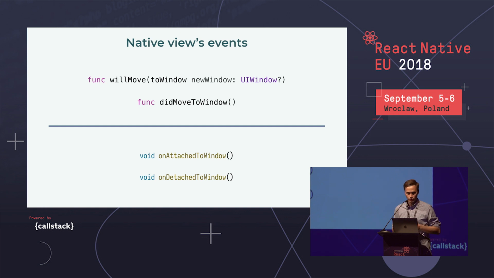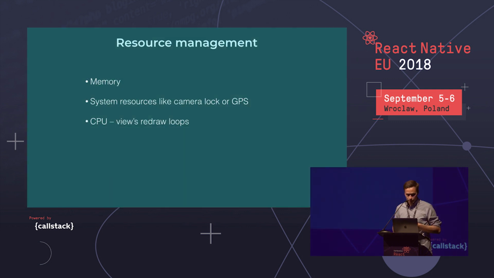If we were to do it in native, we would have those methods over here. We have a callback willMove or didMoveToWindow on iOS, and onAttachedToWindow or onDetachedFromWindow on Android. And since with React Navigation those are not triggered, the views don't have the opportunity to release some of the resources they store. There is a list of resources, so it could be memory.